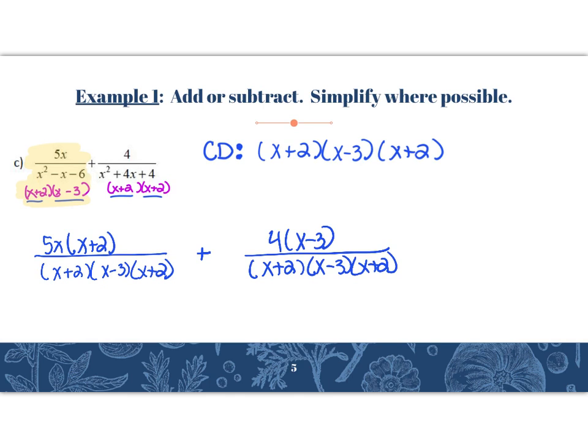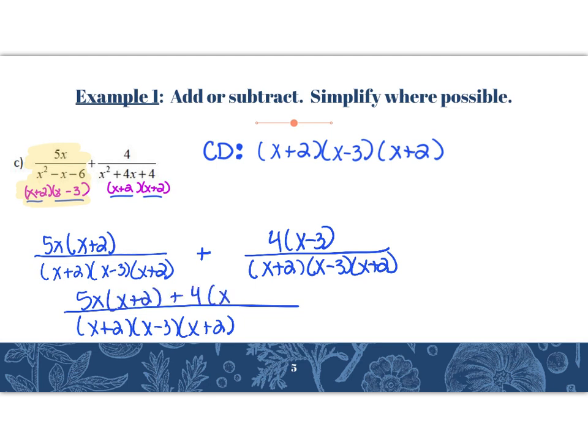So now what do we get? Well, our denominator stays the same, right? We get x plus 2 times x minus 3 times x plus 2. And then on the top, we have 5x times x plus 2 plus 4 times x minus 3. Now, here's the problem. This is where people make their mistakes. They say, oh, hey, look, I can start simplifying things, right? I can start crossing things out.